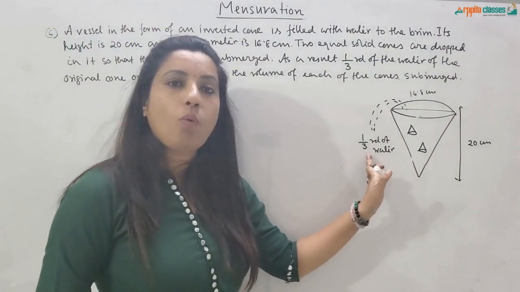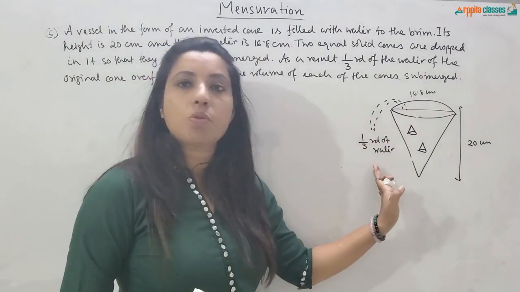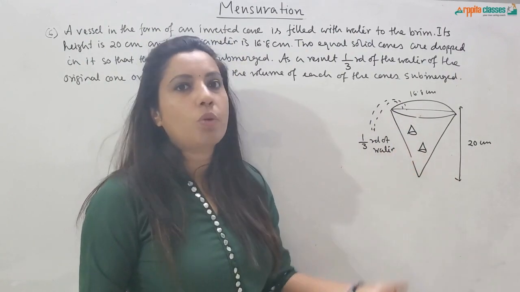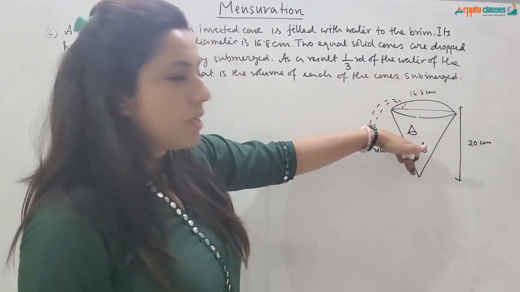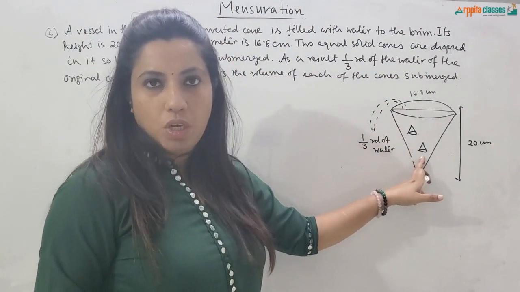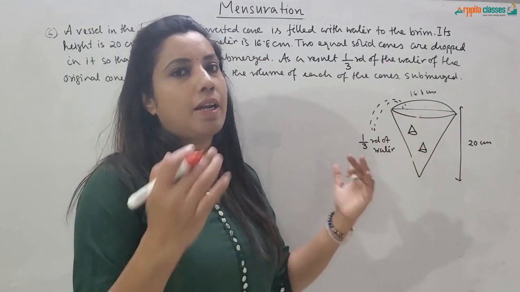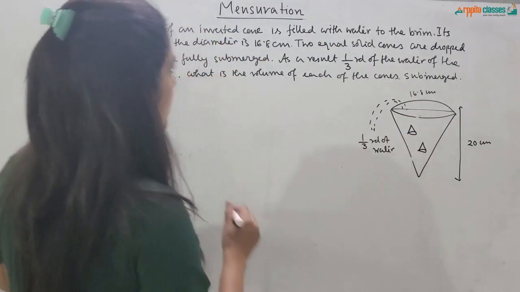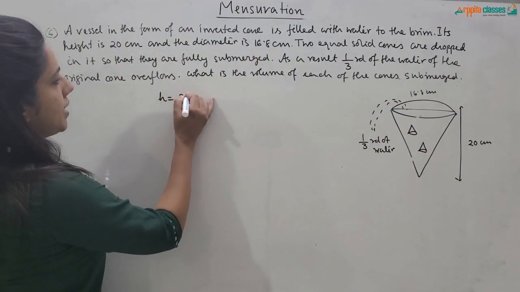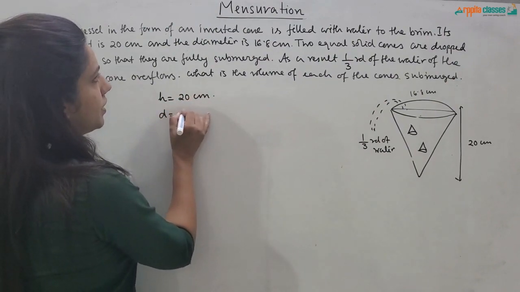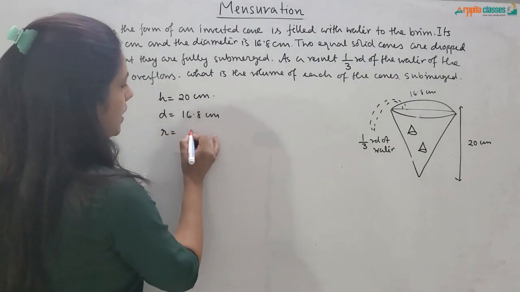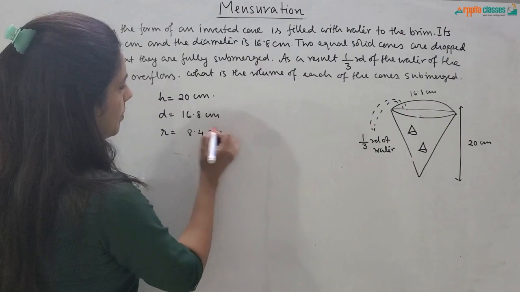So obviously, 1/3 of water flowing out means whatever volume of water is flowing out, that is the volume of these two cones. According to Archimedes principle, if you are submerging these two cones inside, whatever amount of water flows out is the volume of these two cones. So volume of each cone will be divided by 2. That is the concept. Here the bigger cone has height 20 centimeter and diameter 16.8 centimeter, so the radius will be 8.4 centimeter.